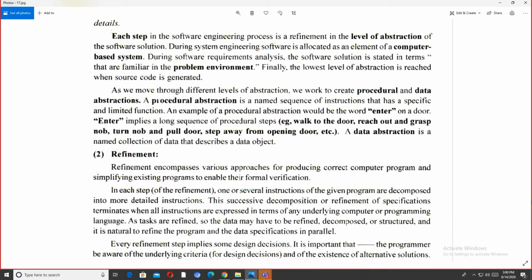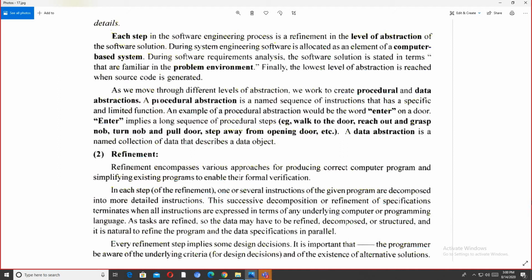The procedural and data abstraction, what are they? We have talked about them. The abstraction is of two types. Either it is data abstraction or it is procedural abstraction. Procedural means functional, and data means data structure type of. So the procedural abstraction is a named sequence of instructions that has specific and limited function. So it is clearly defined there.